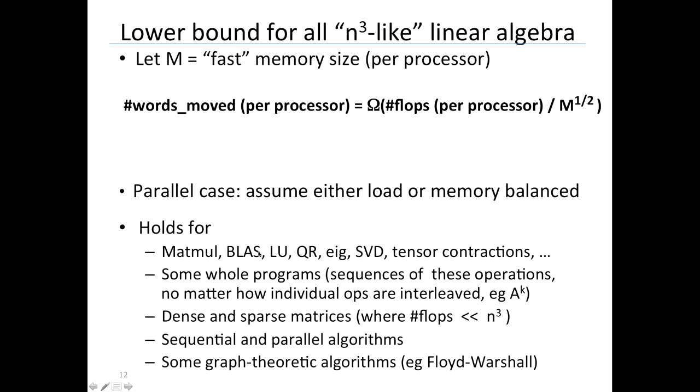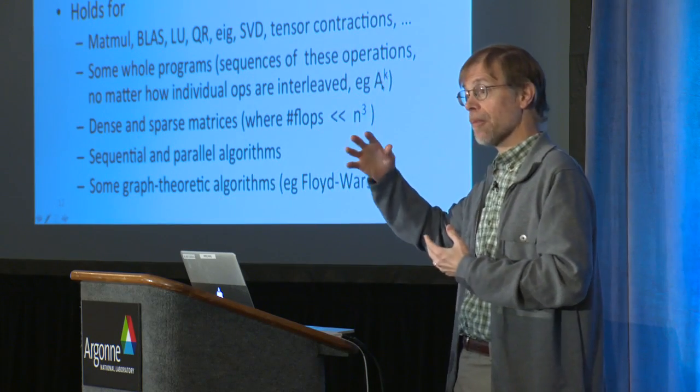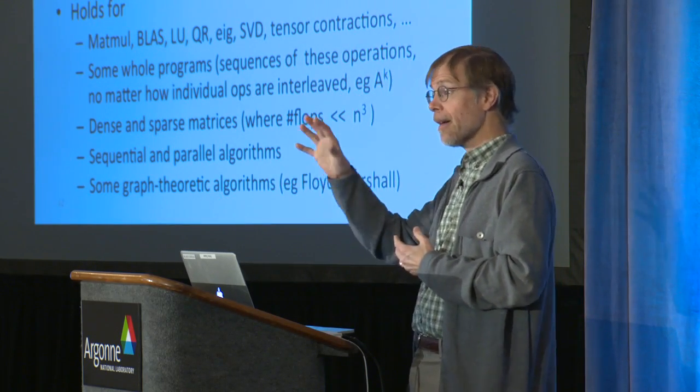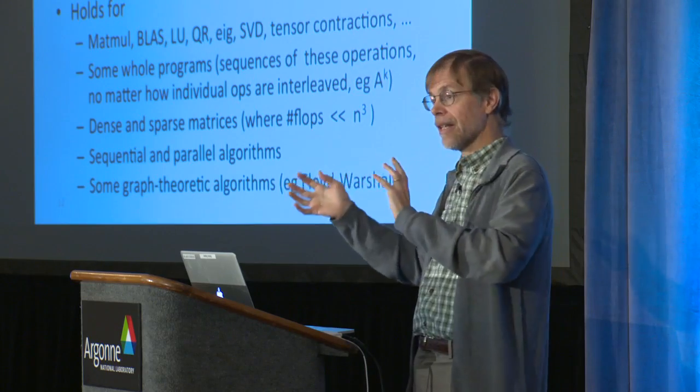But now we know it holds for just about everything. It holds for all the BLAS, basic linear algebra subroutines, for Gaussian elimination, for QR, for eigenproblems, the SVD, for tensor contractions, which may have more than 3 nested loops, but they still smell like 3 nested loops. It can apply to whole programs, so not just a single invocation of, let's say, matrix multiply. Suppose you're computing a power of a matrix. You have to do many, many matrix multiplies. The theory says that no matter how you interleave or optimize all those matrix multiplies, you can mix them together, the lower bound still applies.